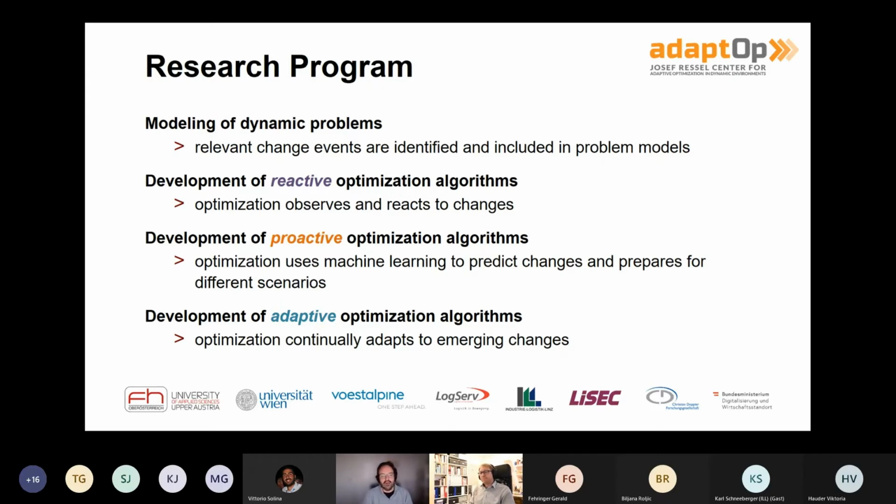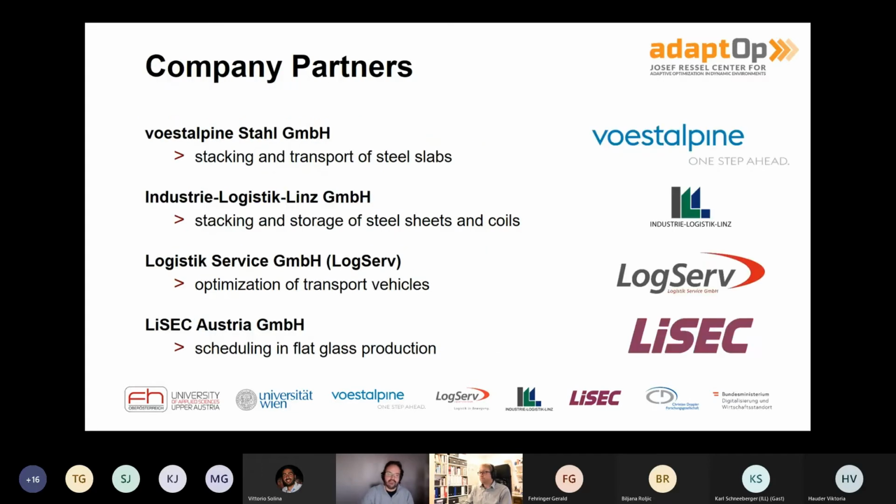And stage number 3 is to combine these two into adaptive optimization algorithms, which continually adapt to emerging changes, adapt by changing their configuration, for example, or also adapt by changing the optimization strategy as a whole, so that we can provide optimal action recommendations all the time, even though changes in the production system affect how our optimization problem looks like. So to give you an overview of the center itself, we have 4 company partners.